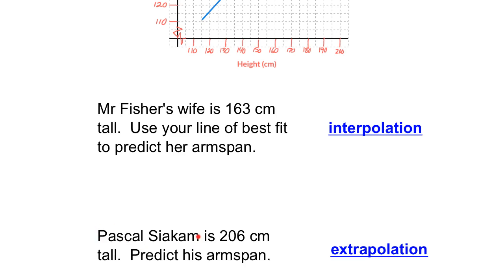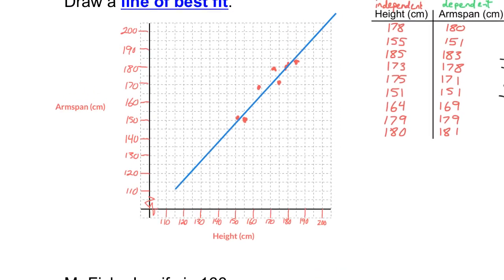Pascal Siakam is a player on the Toronto Raptors, basketball player. He's 206 centimeters tall, and we want to predict his arm span. So I'm going to go back up to my graph and find a height of 206 centimeters. Well, that's a little bit off my scale here. So if I look at this, each square would represent 5 more centimeters. So there's 205. 206 would be a little bit over here. Go up to my line. Well, it's up here.